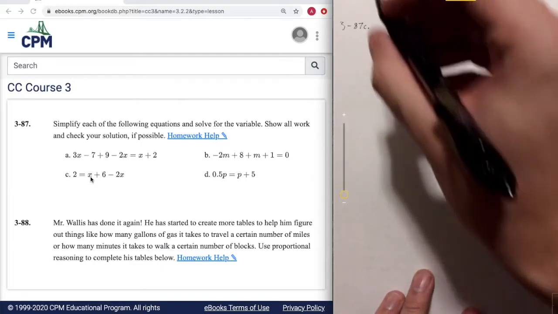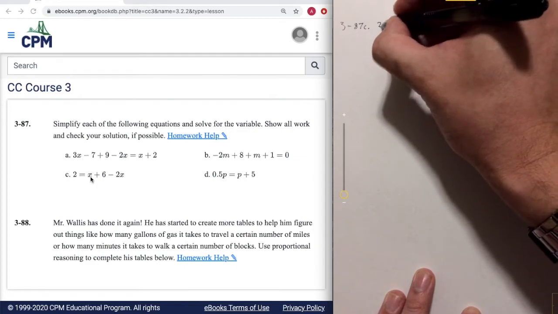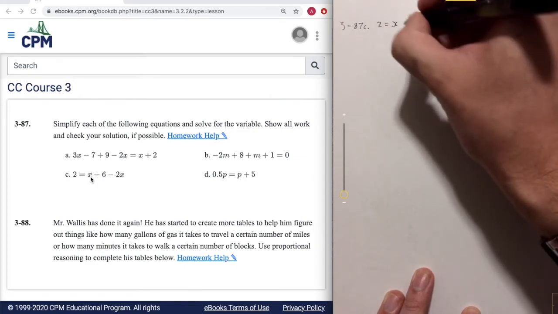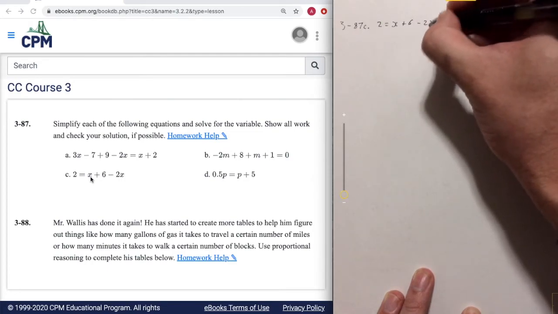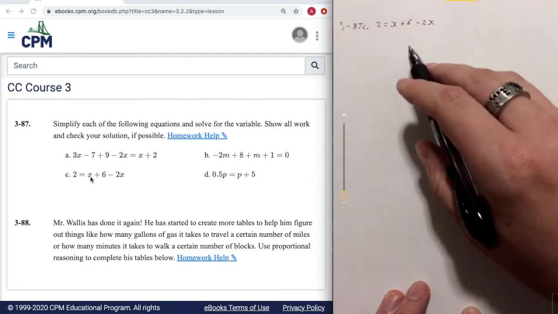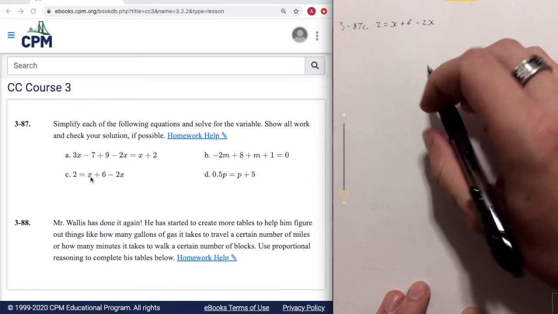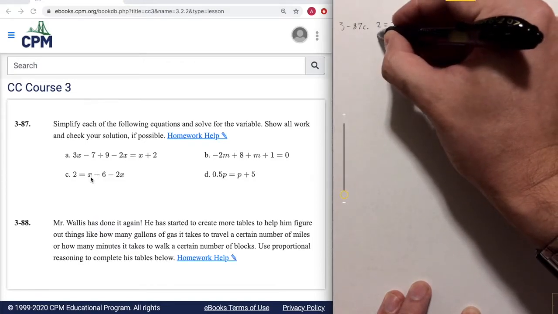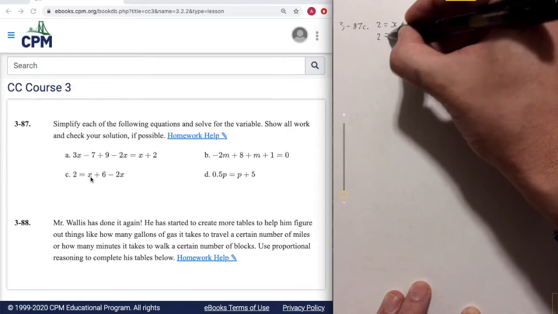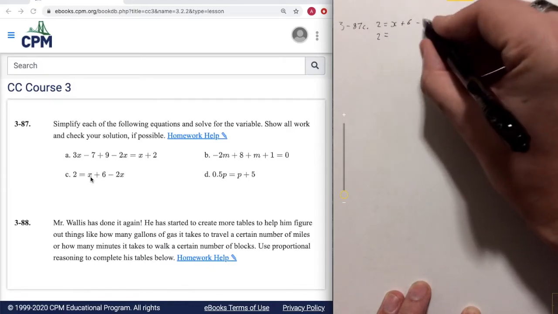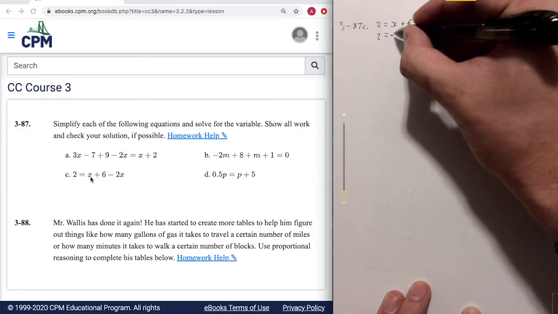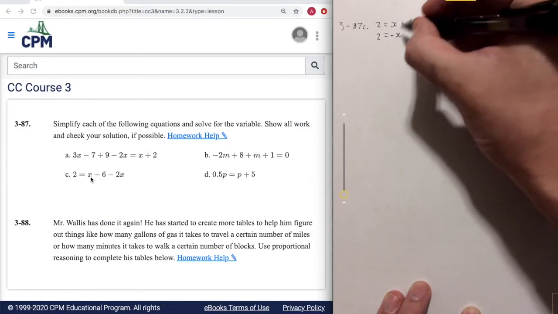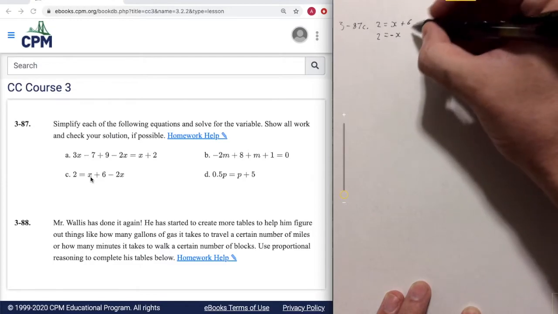So start by writing down the equation. We have 2 equals x plus 6 minus 2x. The first thing we can do here is group some of the like terms that we have. 2 is just going to be 2. But on the right side we have an x and a negative 2x. So if we combine them, we'll have a negative 1x, or just negative x. And then we just have a 6 over here, so that'll stay by itself.